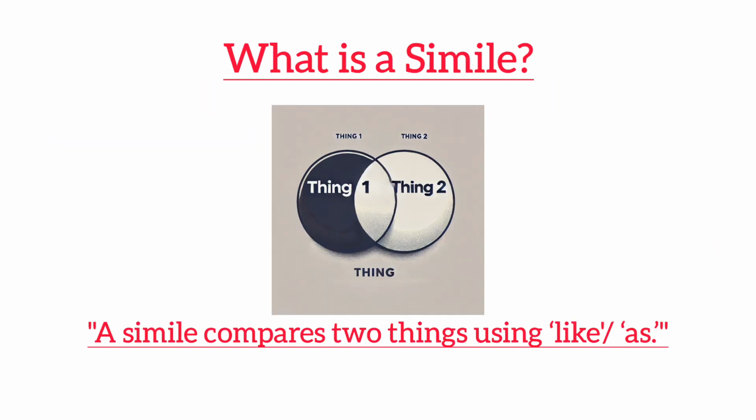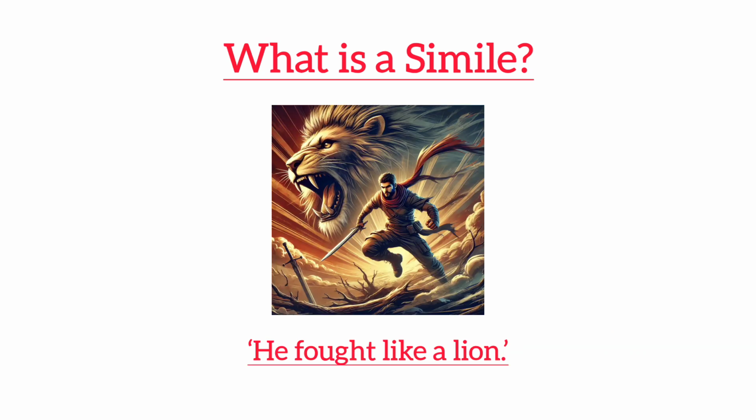A simile is a figure of speech that compares two things, two objects, which are different in nature, using direct words like "like" or "as". It is like drawing a picture with words to show how two things are similar. For example, he fought like a lion. This means he fought with the courage and fierceness of a lion.